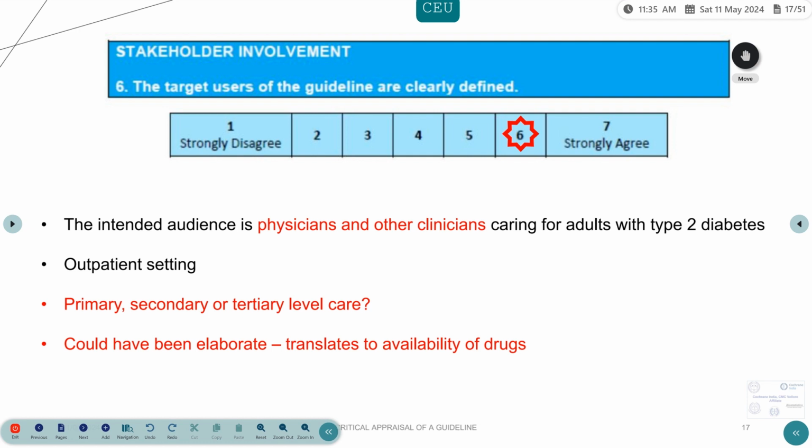They have mentioned outpatient, but primary, secondary, tertiary care level could have been more elaborate, because the availability of drugs may not be there throughout all levels of care. Again, this was in the US, possibly they have it everywhere, but they could have mentioned clearly that it was made available everywhere so they can apply the guideline.